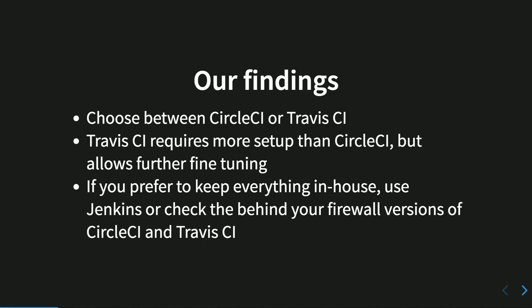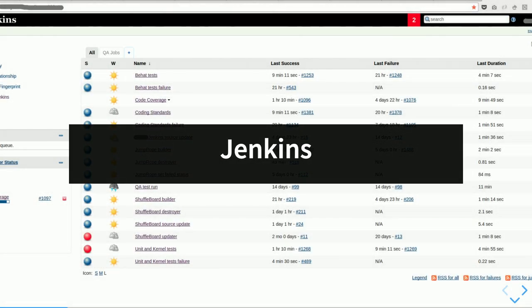And if you need to keep everything in-house, maybe you've got really restrictive firewalls between your website and internal APIs and services you need to use, there are behind-the-firewall versions of Circle and Travis, though they're pretty expensive. They're much more oriented towards organizations with multiple teams, not individual teams. Or Jenkins is great in that case when you do need to keep something behind the firewall. So let's talk about Jenkins.